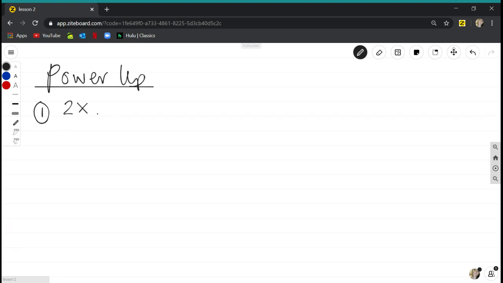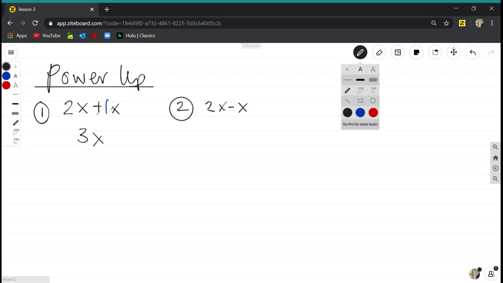Okay, so the first one says 2x plus x. These ones we're just combining like terms, so it's like having a 1 here, right? So it's 2x plus 1x, which is just 3x, right? Okay. The second one is 2x minus x, which is the same thing. This is like having a 1 here. Then this is like 2x minus 1x, which is just x.